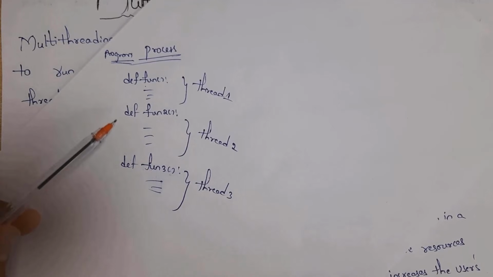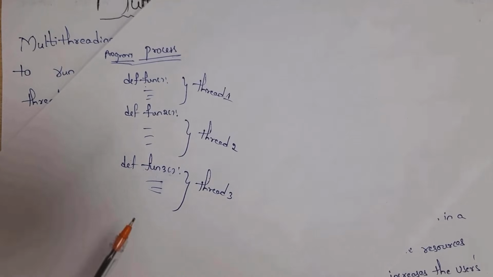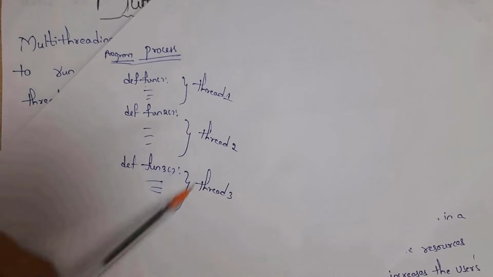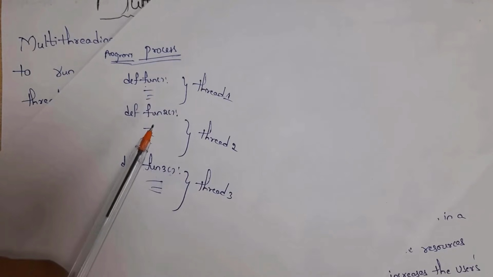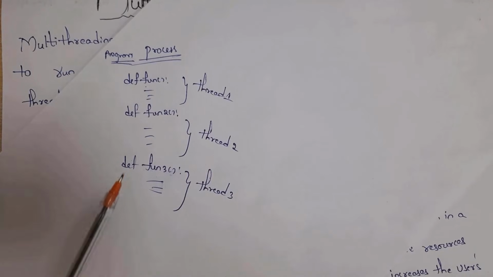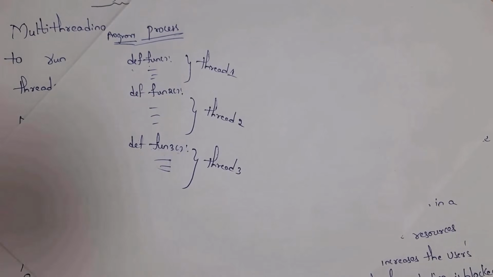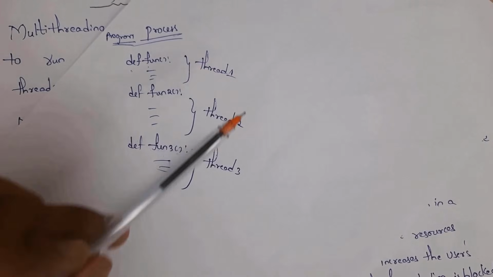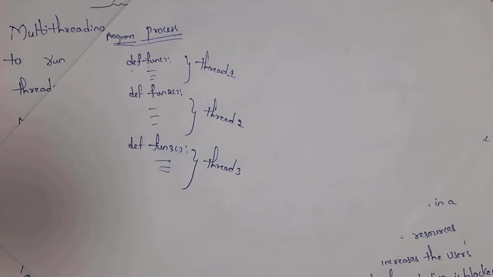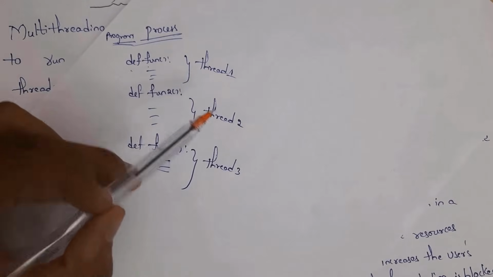A program which is being executed is known as a process. In this Python program, there are a total of 3 functions. This function is handled by thread 1, this function is handled by thread 2, and this function is handled by thread 3. In Python, by default only one thread will be executed at a time. At first it will execute thread 1, after that thread 2, and last thread 3. Only after executing one thread will the other thread be executed.